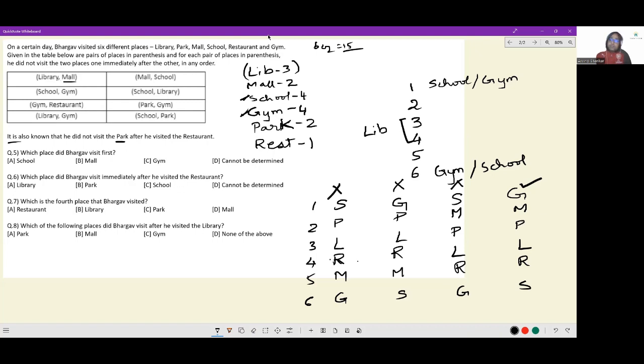Which place did Bhargav visit first? He visited the gym first. Which place did Bhargav visit immediately after he visited the restaurant? He visited the school. Which is the fourth place that Bhargav visited? The fourth place that Bhargav visited is the library. And finally, which of the following places did Bhargav visit after he visited the library? Now, the answer here could be restaurant or school. But we neither have restaurant nor do we have school. So the correct choice here has to be none of the above.